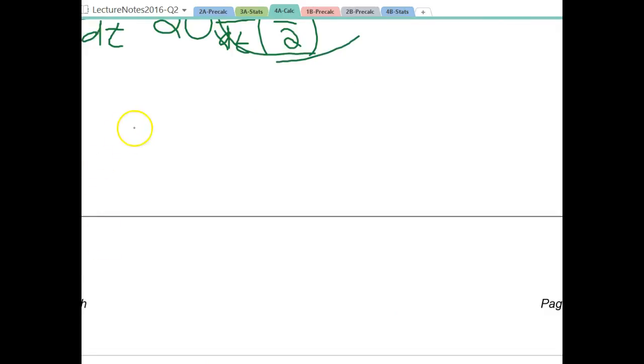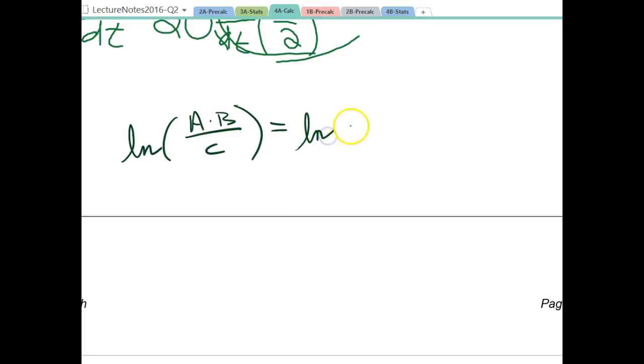One other note I wanted to mention to you is some of the rules of logarithms. Now, suppose that I've got the natural log of a times b over c. I can split this out. Hopefully you remember this from your algebra class or probably your algebra 2 class. That's the natural log of a plus the natural log of b minus the natural log of c.